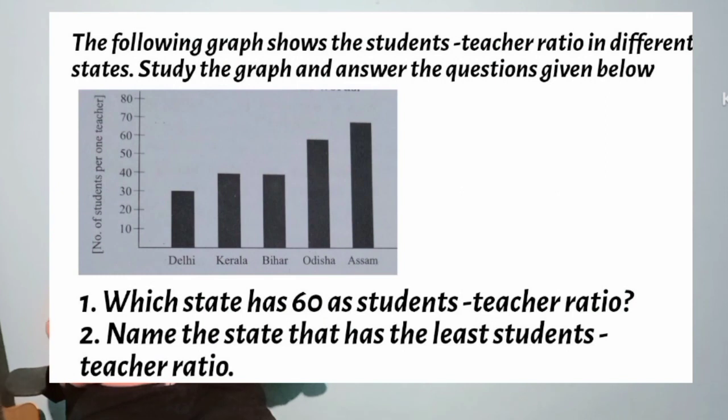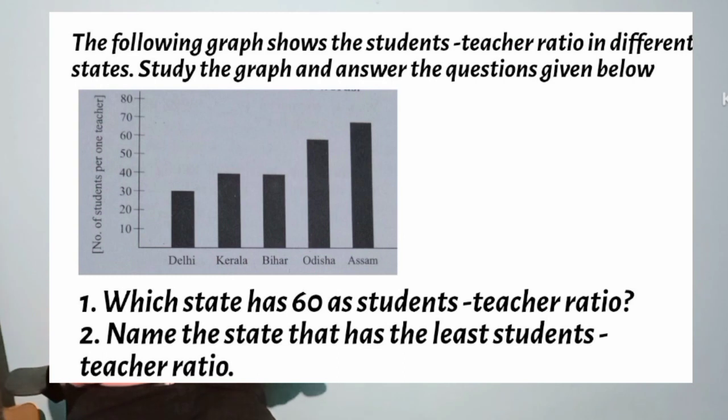Let us retain the graph. In the model question paper, it is removed, but I suggest that let us have this for at least 2 marks only. How easy it is, with one example I am going to show you here. So this is the example. The following graph shows the student teacher ratio in different states. Study the graph and answer the questions given below, like that. One graph is given and see the questions.